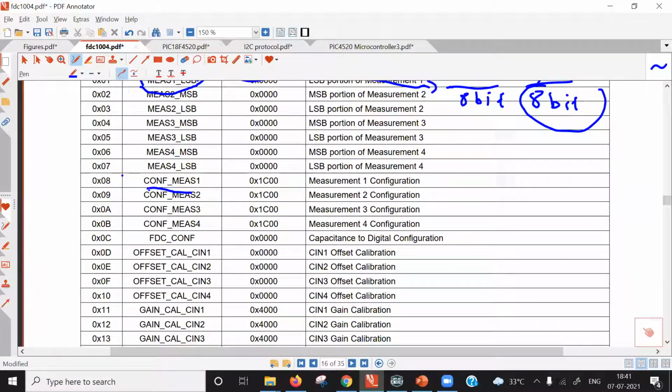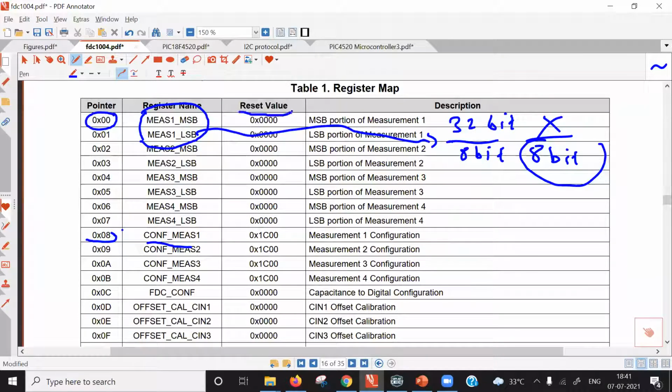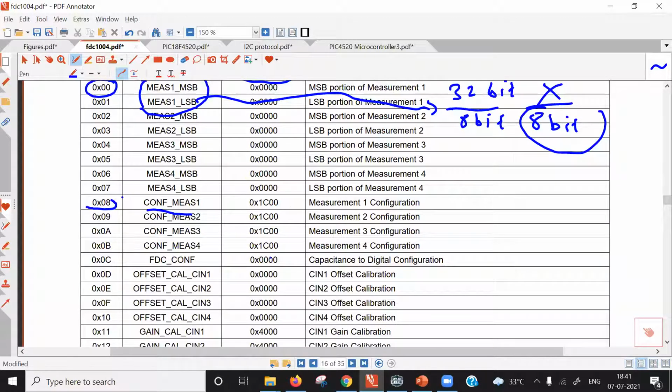There is a config register. For channel 1, the config register for measurement is addressed by this pointer value 0x08. For the second channel MES2, for the third channel MES3, for the fourth channel MES4, and so on. This column represents the reset value. So whenever the FDC1004 is reset, these SFRs are loaded with default values, and these default values are shown in this column. Like this, the config MES1 register is loaded with 0x1C00. This is the hexadecimal value.